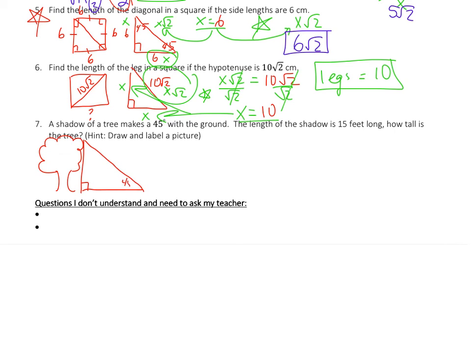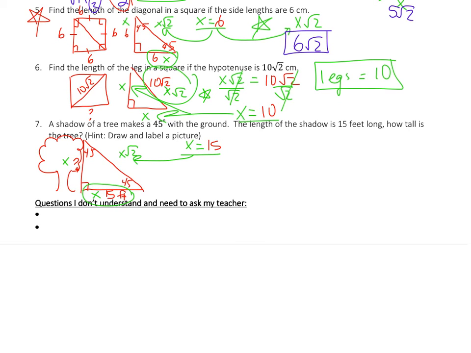It makes a 45-degree angle with the ground, so that means the other angle will also be 45 degrees. The length of the shadow itself is 15 feet, where the shadow is on the ground. And we need to figure out how high our tree is. Since we know it's a 45, 45, 90 triangle, we can put our x, x, x square root 2 into it. Wherever the number is at is what we set equal to it. So we have x equals 15. So all of my green x's are 15.